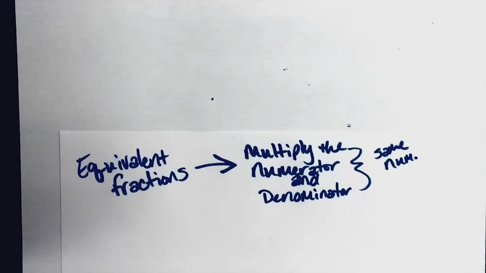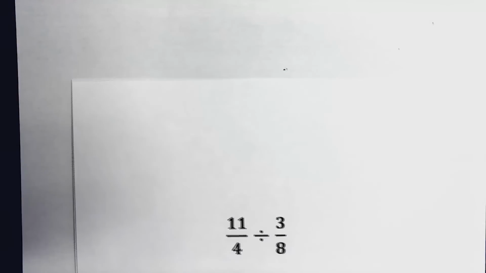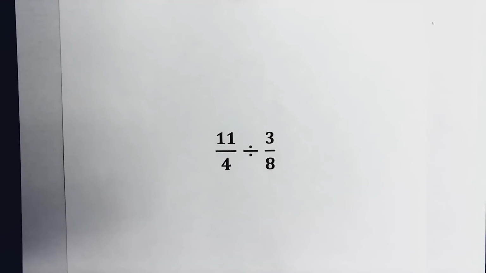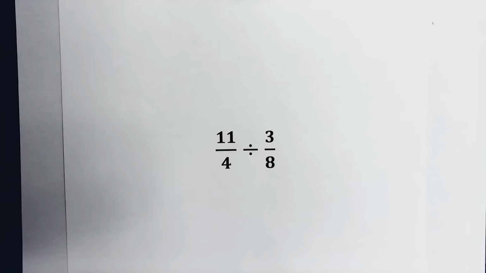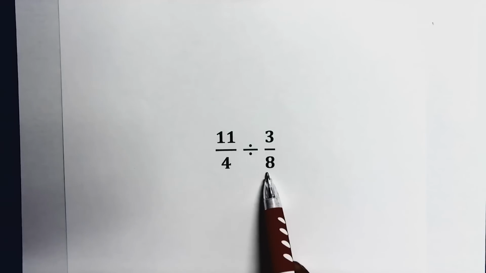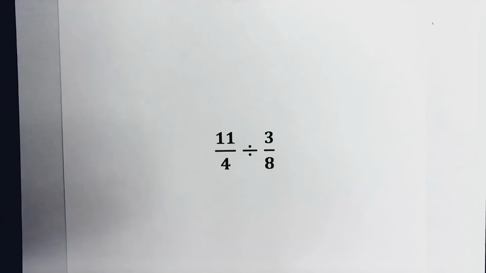So let's practice some more problems. Y'all ready? All right, here we go. So here's our next problem. Why can't we begin dividing? You're correct, because right now the first fraction has a whole unit of 4, where the second fraction has a whole unit of 8. How can we make sure they have the same unit?